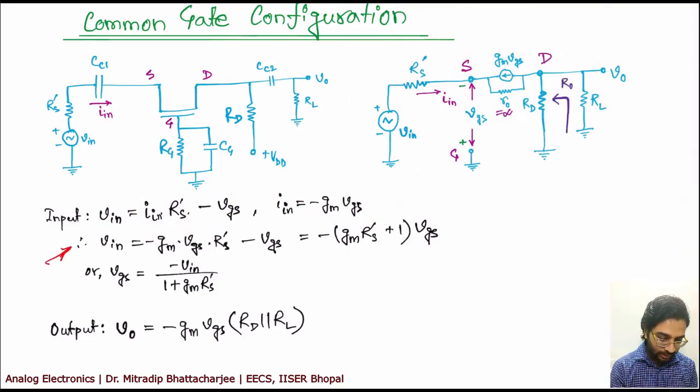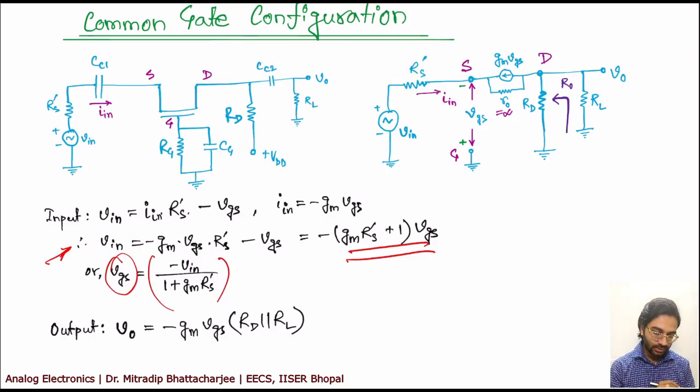So replace this Iin in this equation, so you will get this equation: Vin equal to minus GM VGS into RS dash minus VGS. Do some simple mathematics, you will find this relation of VGS, which is minus Vin divided by 1 plus GM RS dash. Now what is the output voltage? If you consider these two, they are in parallel. So your RD and RL are in parallel, and your current is GM VGS. So it is minus GM VGS RD parallel RL.